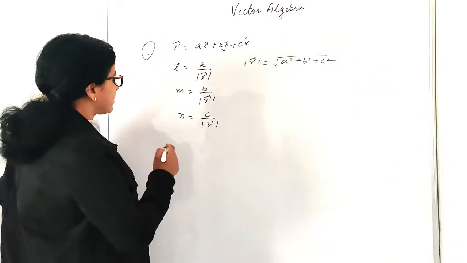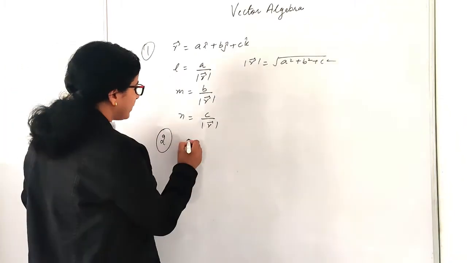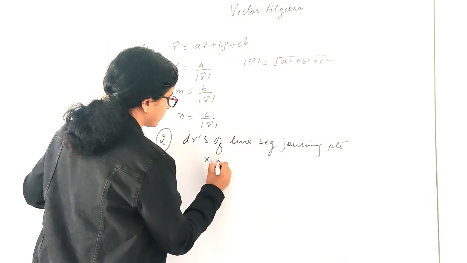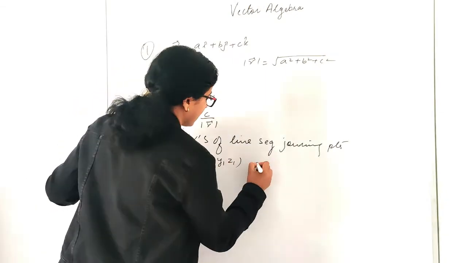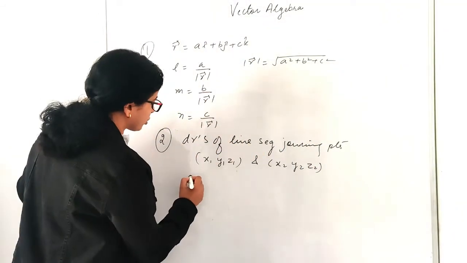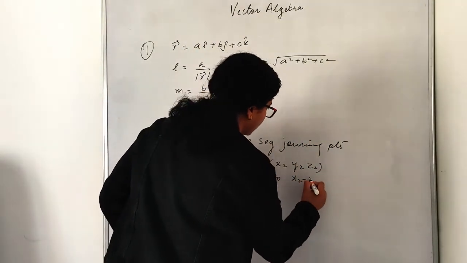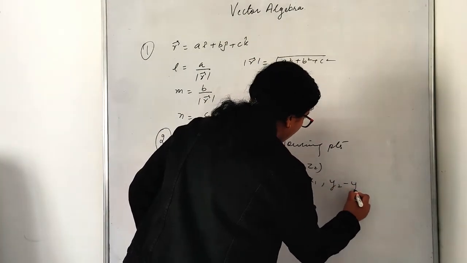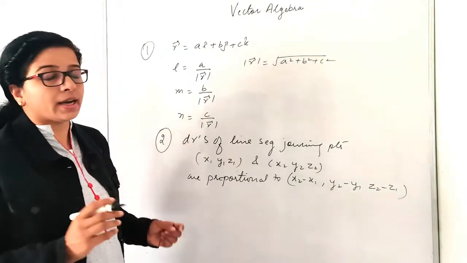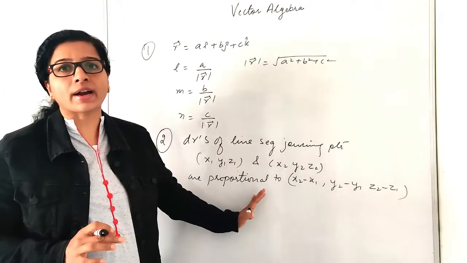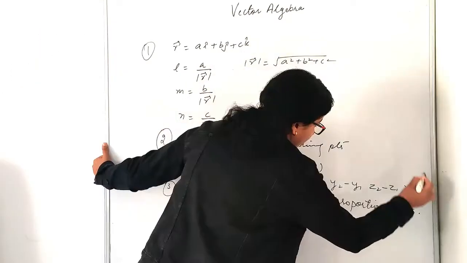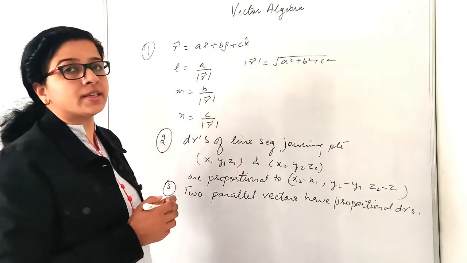Okay. Now second, DRs of the line segment joining points x1, y1, z1 and x2, y2, z2 are proportional to x2 minus x1, y2 minus y1 and z2 minus z1. Is that clear? Now next is, two parallel vectors have proportional direction ratios. Very important concept.